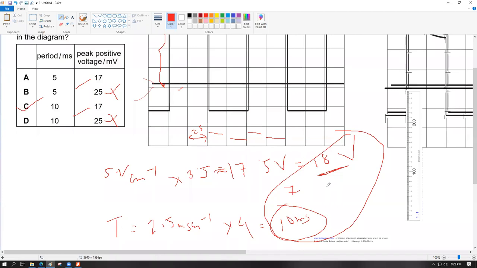Rohan? Yes, sir. Mahi, yes, to me, sir. Mahi to me, Alex, but A, na. I meant C. The period is not 5 milliseconds, the period is 10 milliseconds.